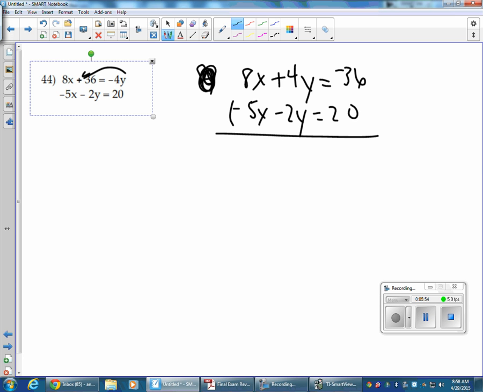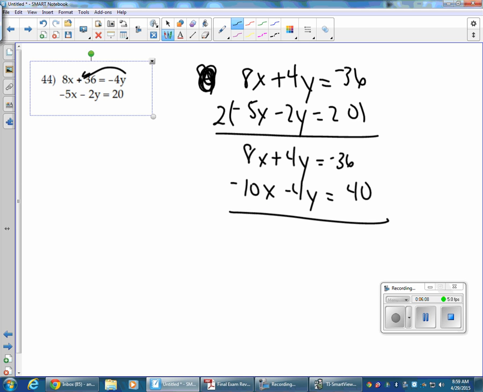I multiply this bottom line by 2. That'll take care of the y's canceling. So the top line stays the same. Bottom line becomes negative 10x minus 4y equals 40. Add these two lines together, you get negative 2x, the y's cancel, equals 4. Divide by negative 2, you get x is negative 2.